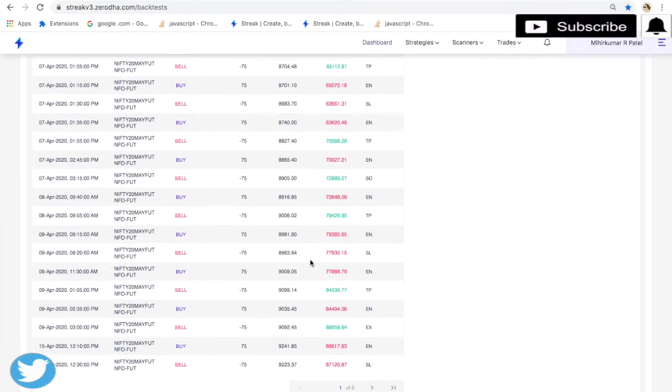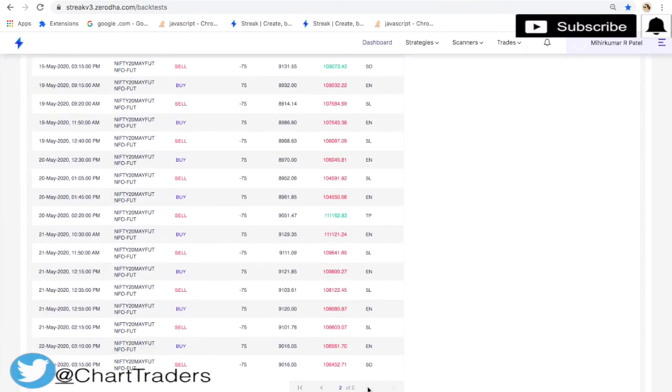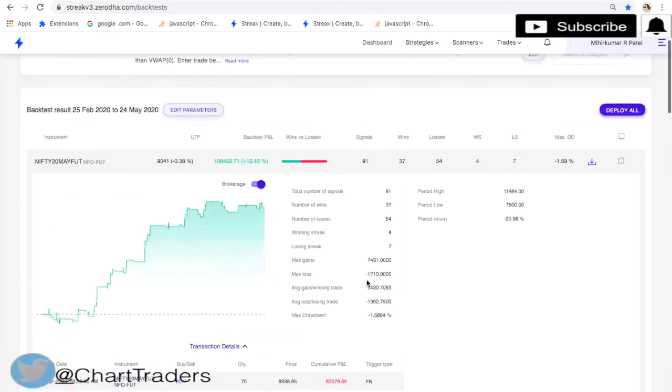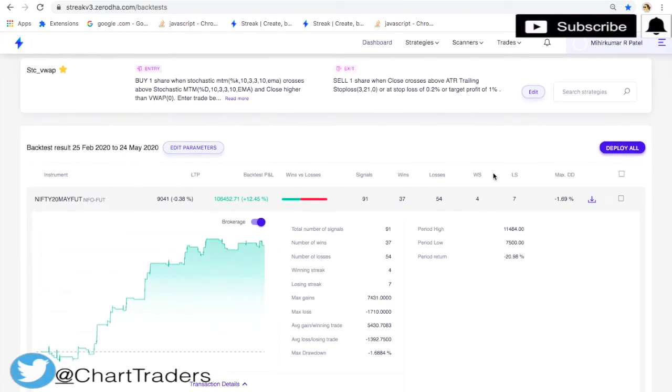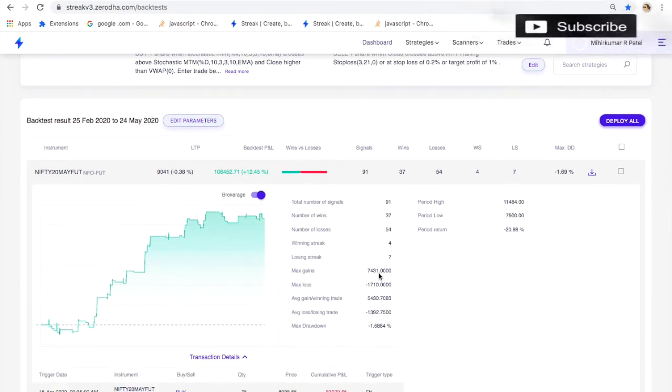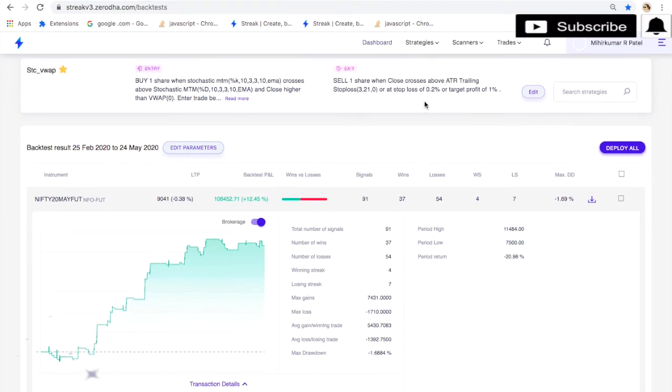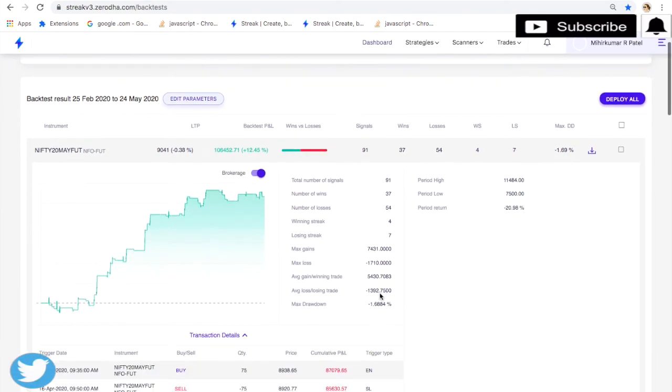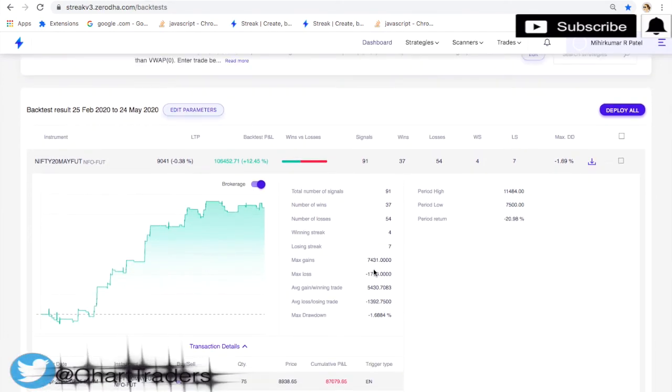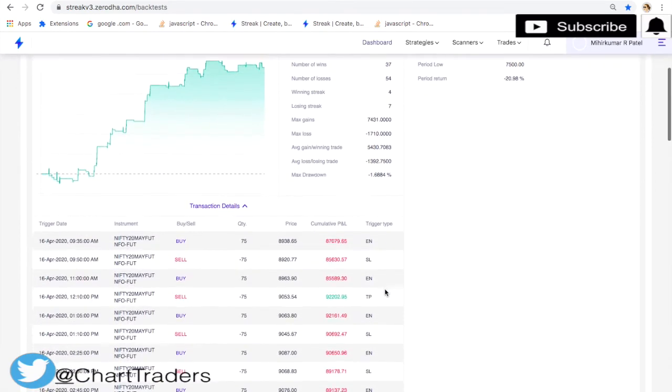Okay, so you can see the list of signals generated over a period. Now, once your algorithm gives a good performance, you can make it live. But before that, just check the parameters. Maximum gain is around 7,500. Maximum loss is minus 1.10, because we have strictly kept a 0.2 percentile stop loss. So the stop loss is very small and the target is huge, that is 1 percentile.